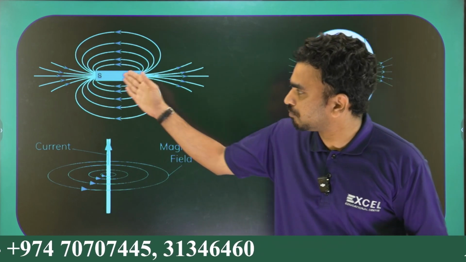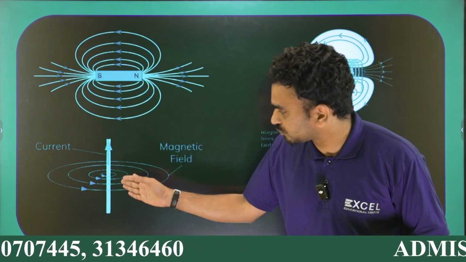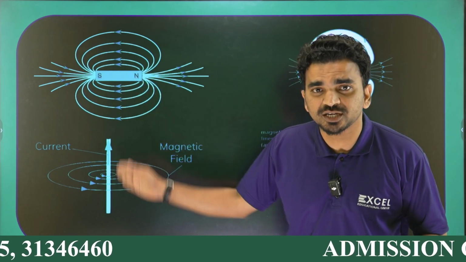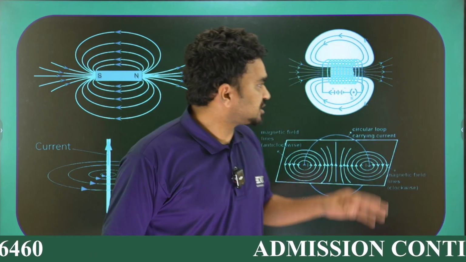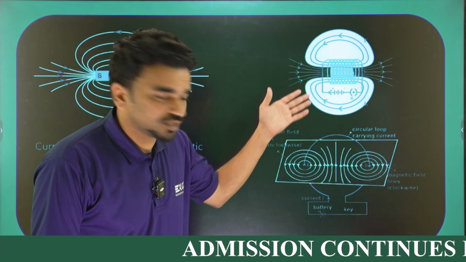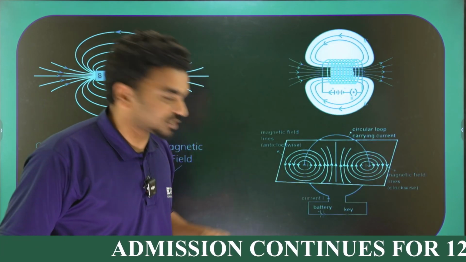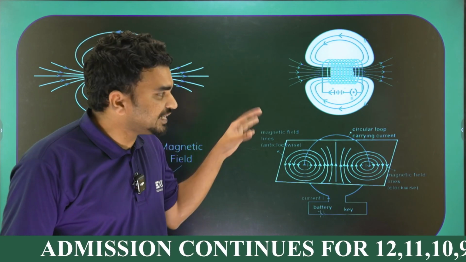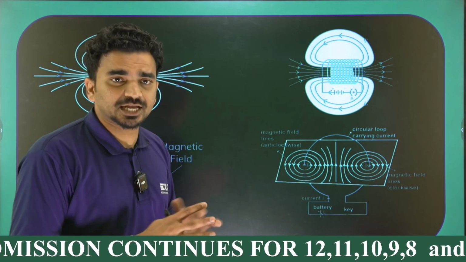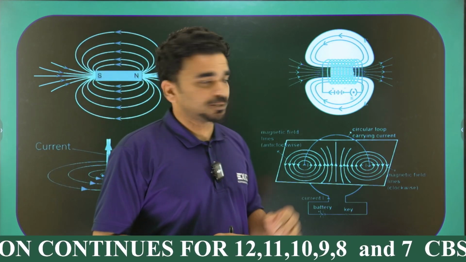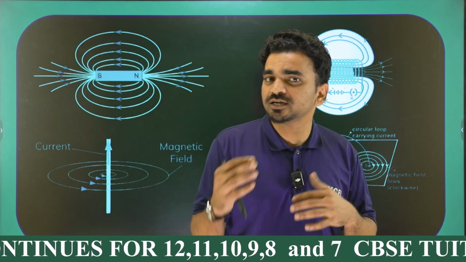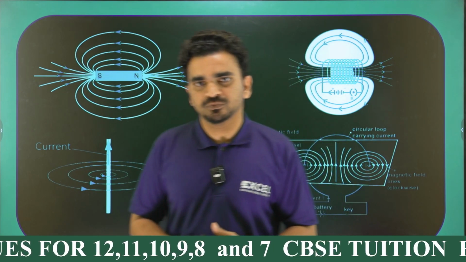One is for bar magnets. Another is for the straight wire, the magnetic field due to a straight wire. Another is the magnetic field due to a solenoid. Another is the magnetic field due to a circular coil. I'll come to every point in detail. Just look at this diagram. You must practice it one or two rounds to make a good and beautiful diagram.